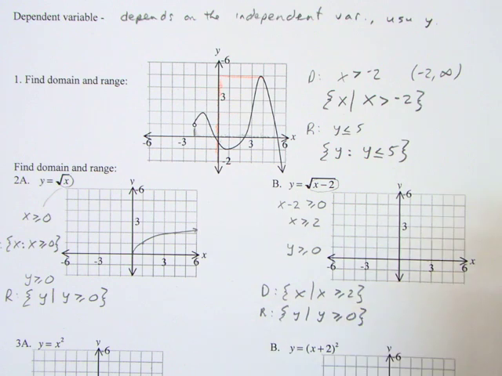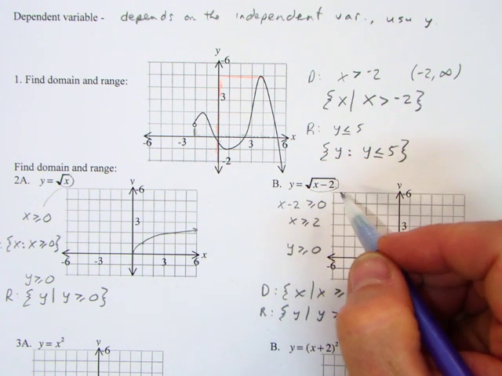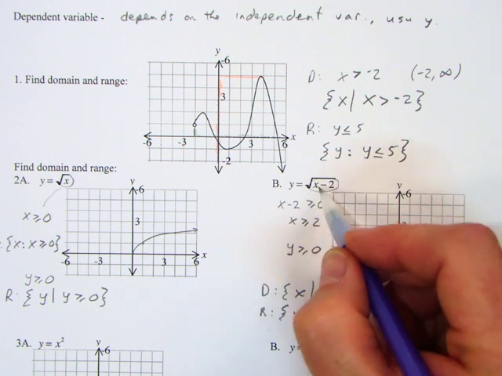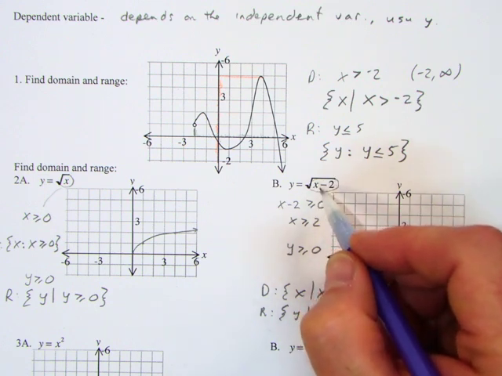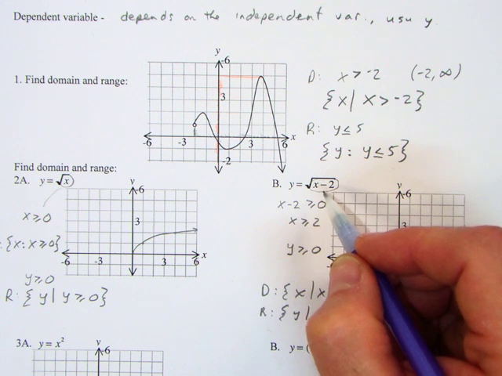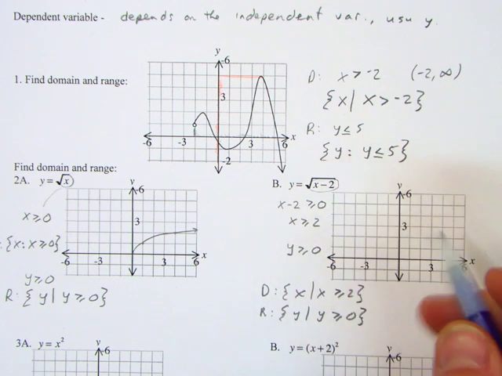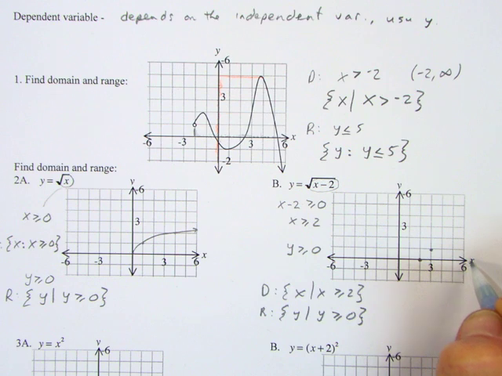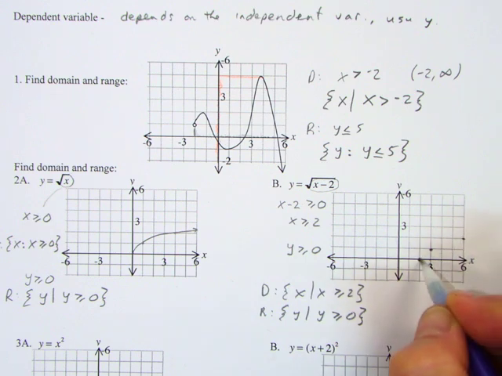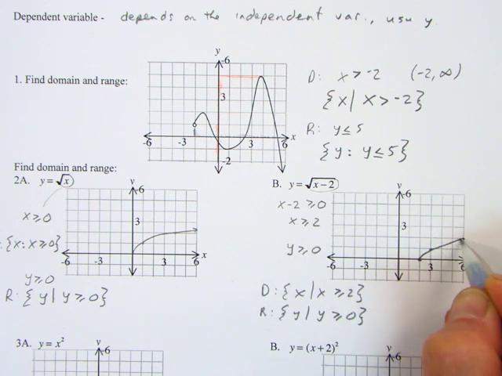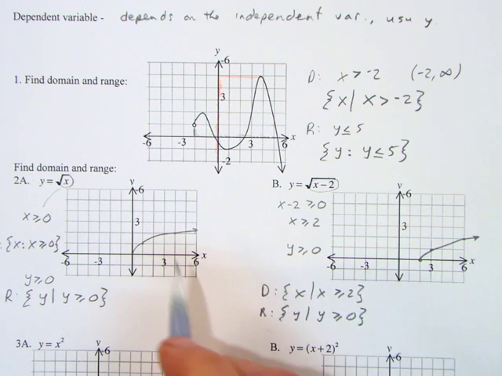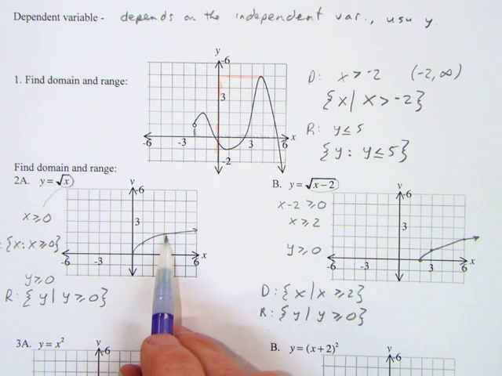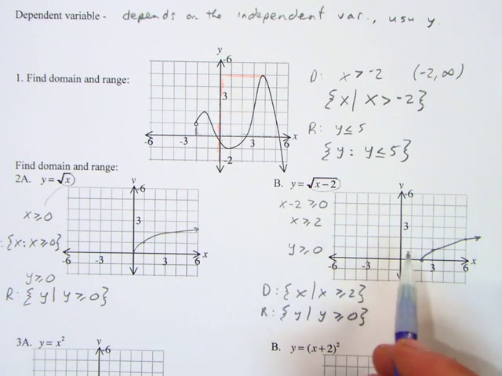Now how would this graph look? Very similar to when we graph quadratics, that if we had x minus 2 quantity squared, where would the vertex be? It'd be shifted right 2 units, and similarly this is done the same. If we plug in 2, we'll get 0. If we plug in 3, we get 1. And if we plug in 6, we get 2. So this graph is basically the same as our 2a graph, except it's shifted right 2 units.